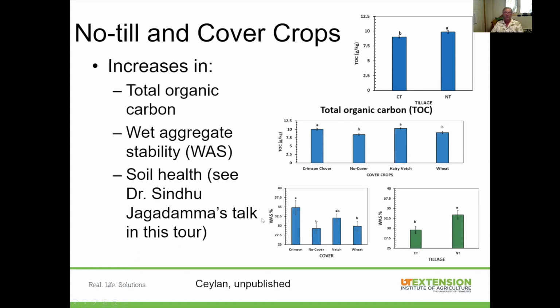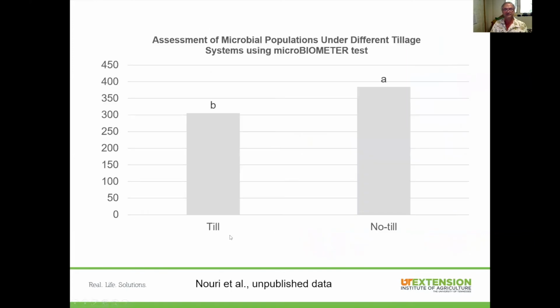We also looked at the wet aggregate stability. That's a measure of how the aggregates break down or don't break down under impact from water. And you can see there was much higher wet aggregate stability in the crimson clover cover crop treatments compared with the wheat or the no cover crop. And again, breaking down the wet aggregate stability across all treatments by no-till and conventional till, you can see significantly higher in the no-till. I'd also encourage you to look at Dr. Cindy Jagadama's talk in this tour, where she's talking about some of these issues as well.